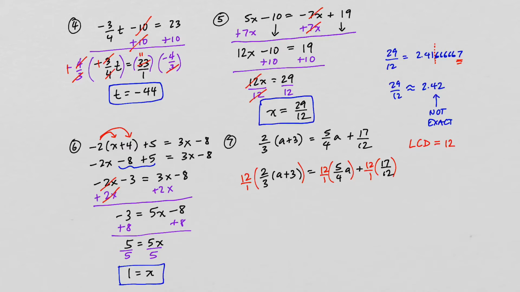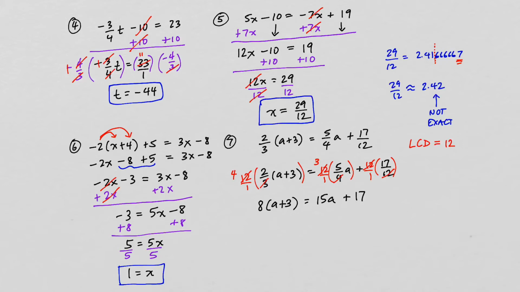So for example, here in the first one, 3 goes into 12 4 times. And so what we have left over there is 4 times 2, which is 8, and then times a plus 3. And we'll multiply out those parentheses in the next step. On the other side of the equation, 4 goes into 12 3 times, and 3 times 5a is 15a. And finally, 12 cancels 12 out completely here, and we get 17.